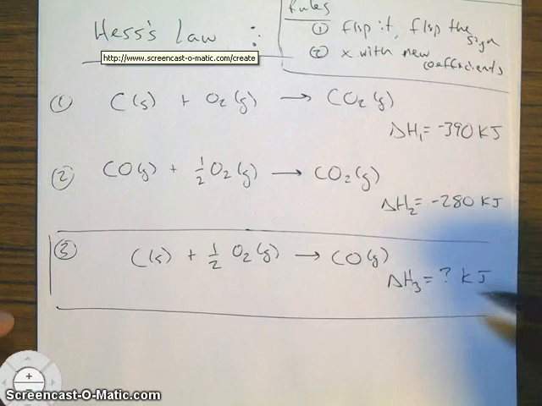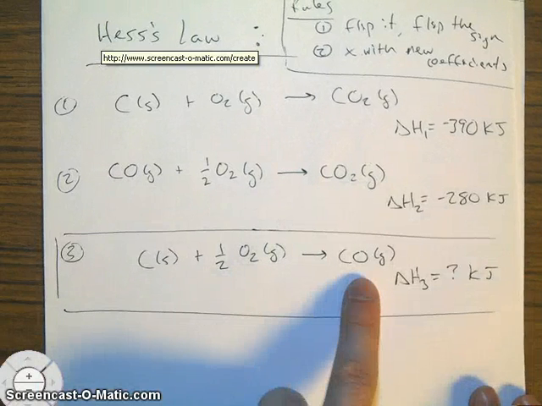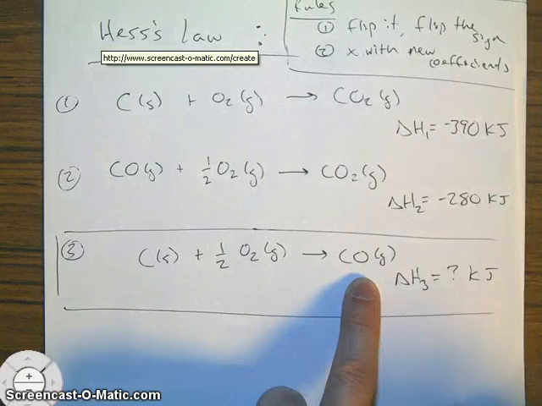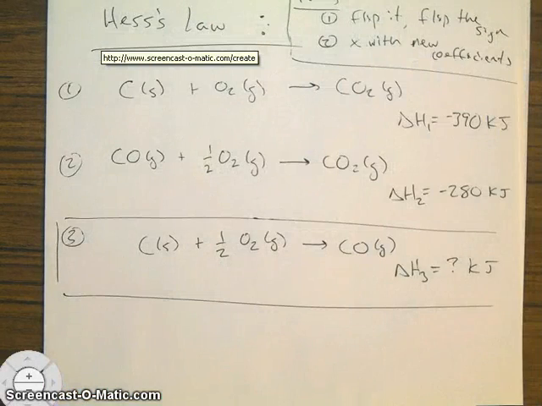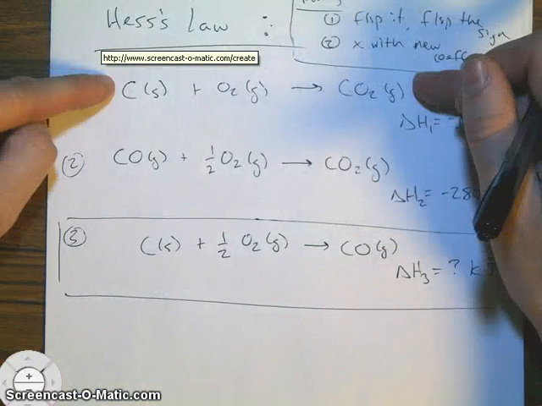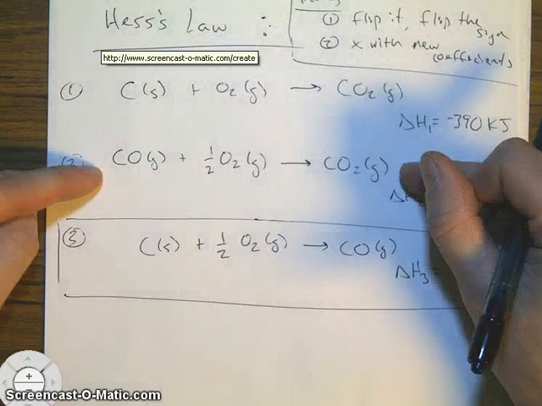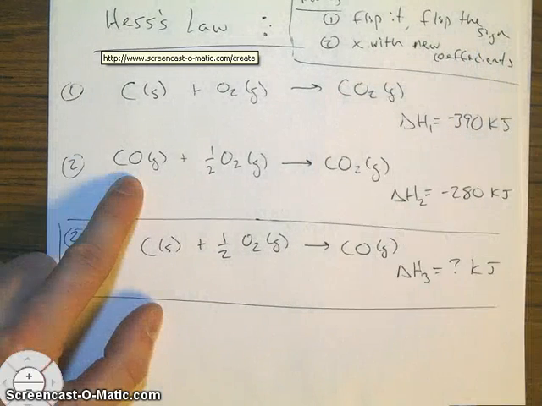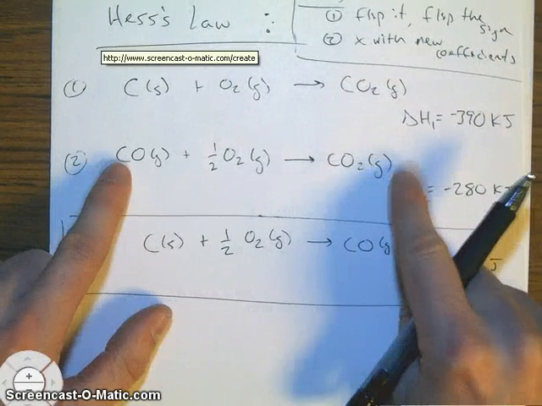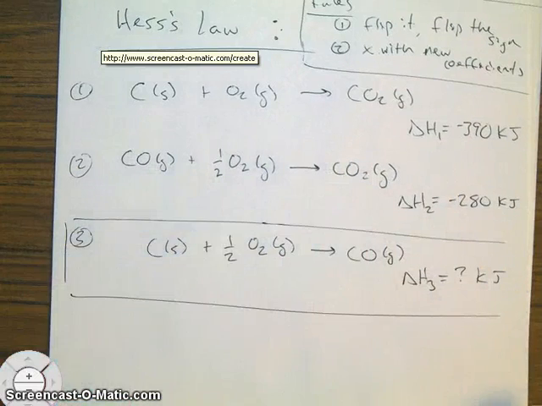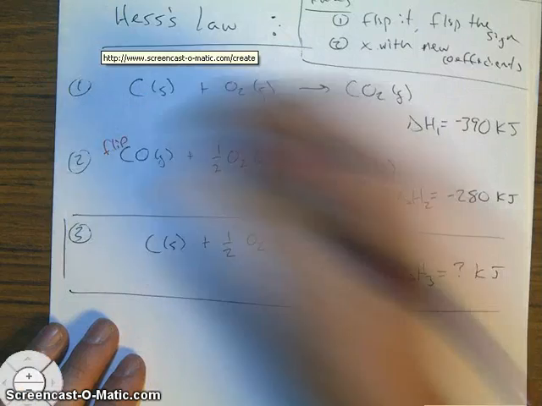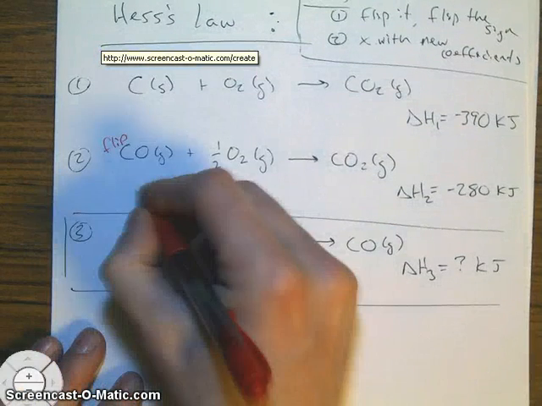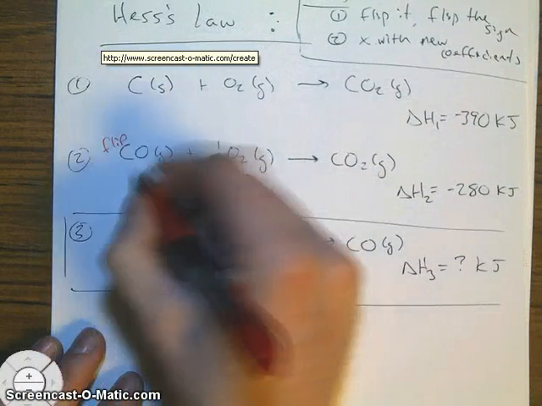Now there's something I notice. See how this equation has carbon monoxide as a product? Neither of these two equations have carbon monoxide as a product. That's a problem. That means I'm going to have to flip one of my equations. So this top one doesn't have carbon monoxide, but this bottom one does. But carbon monoxide's a reactant, so I'm thinking I probably need to flip this so that CO is on the right side, not on the left side. So I'm going to write flip because I know I need to flip it.